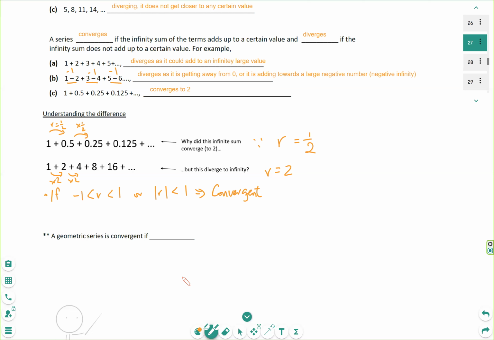But if the modulus of r is greater than 1, that means r is either less than -1 or r is greater than 1, then it is divergent. For those who are not doing maths in uni, that does not really matter here, but in uni you probably get to do a little bit more of this. For now, it suffices to learn about convergent. Convergent means term by term, we're adding a smaller number. So a geometric series is convergent if, as I just told you, the modulus of r is less than 1.